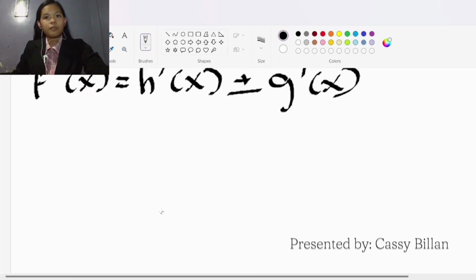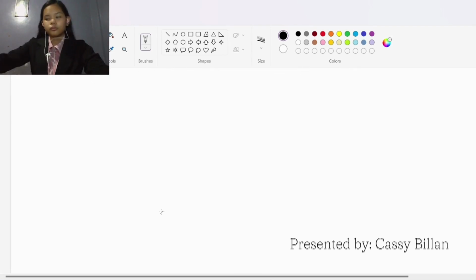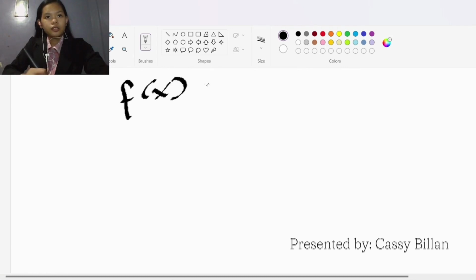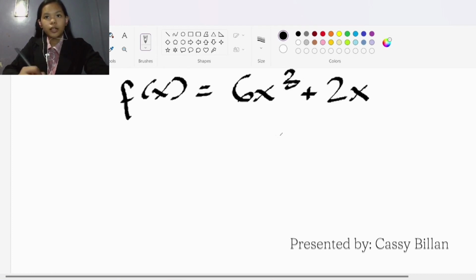So, let's have an example. f of x is equal to 6x cubed plus 2x. We will do the sum rule first. So, first, we derive 6x cubed with the power rule.